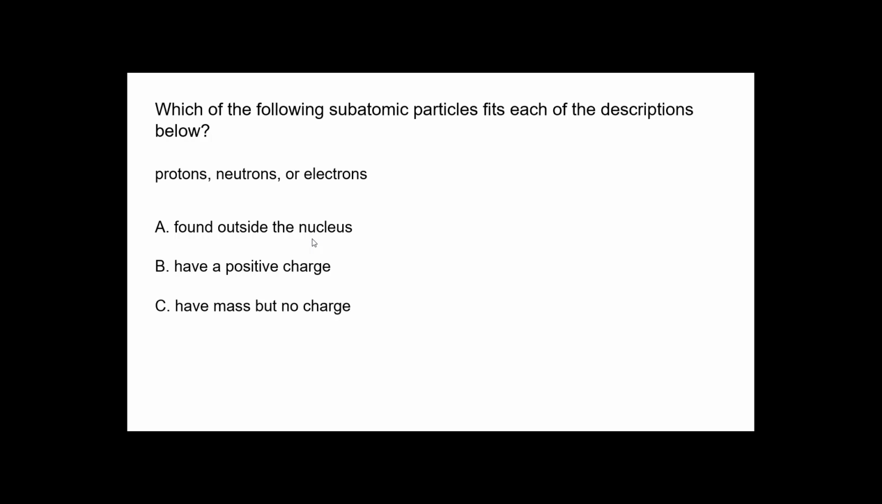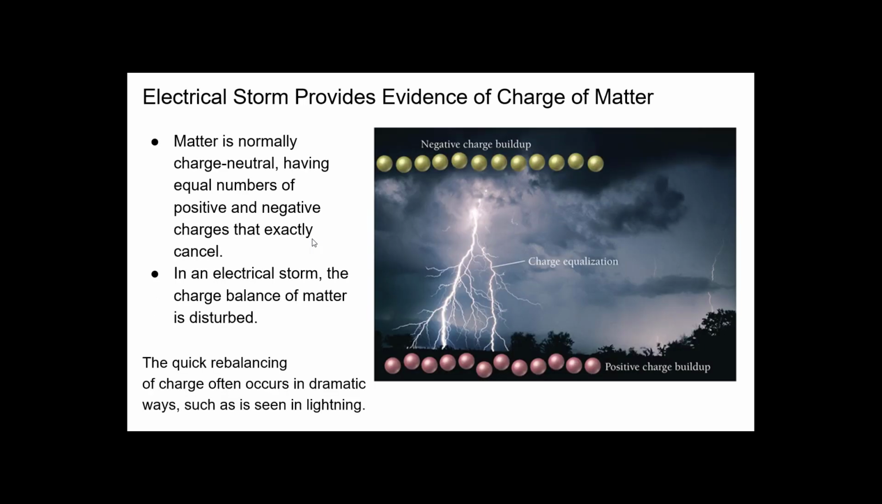So which of the following subatomic particles, subatomic means inside the atom, fits each of the descriptions below? Protons, neutrons, or electrons. Found outside the nucleus, that would be electrons. Have a positive charge, that would be protons. Have mass but no charge, that would be neutrons.